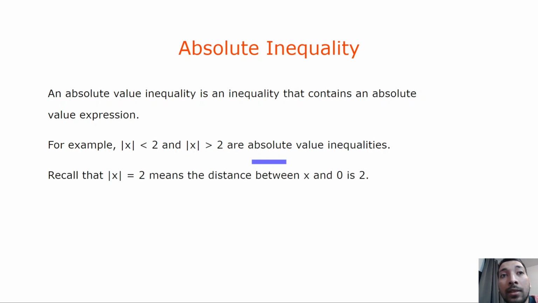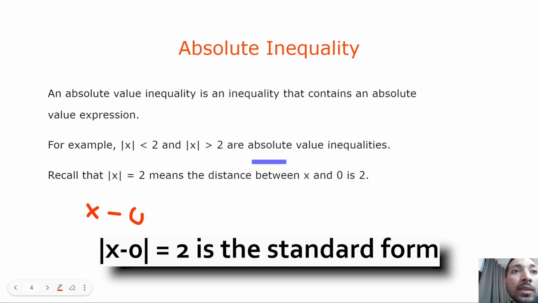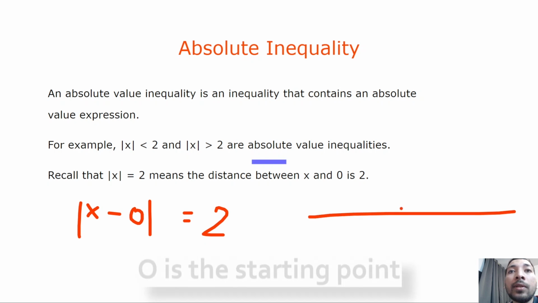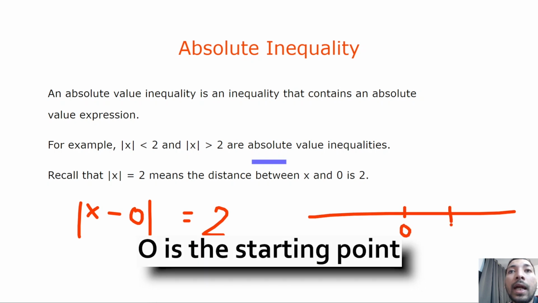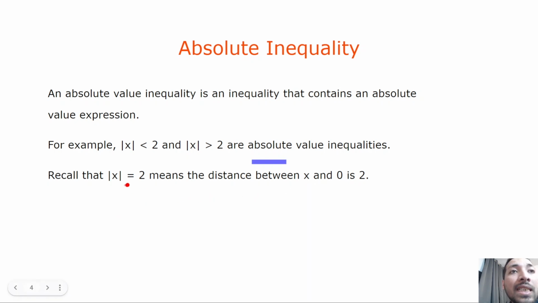Previously, we learned that absolute value of x equals 2 means the distance between x and 0 is 2. This can be written as x minus 0 equals 2. And if you want to graph it on a number line, here is the 0 and we have 2 on either side. Now we'll just replace this equal sign with the inequality sign and solve for the x variable.